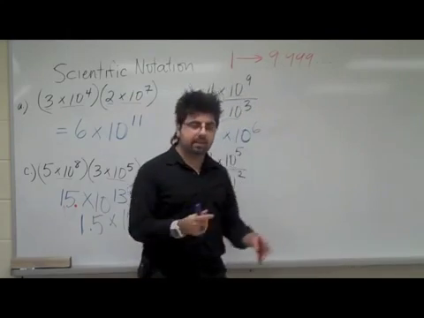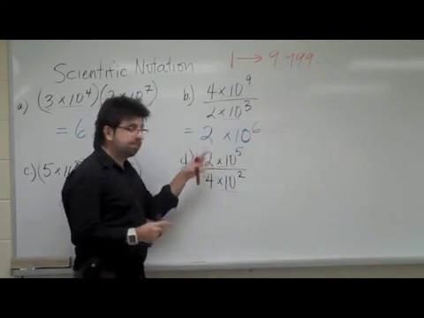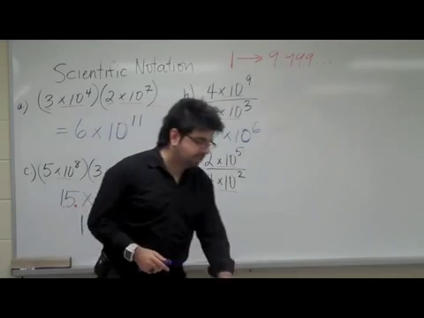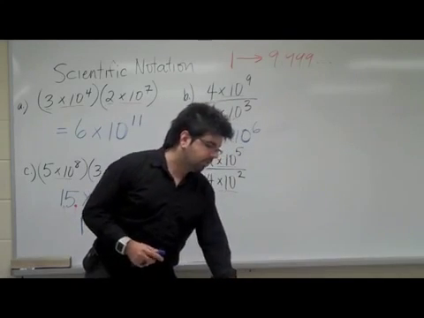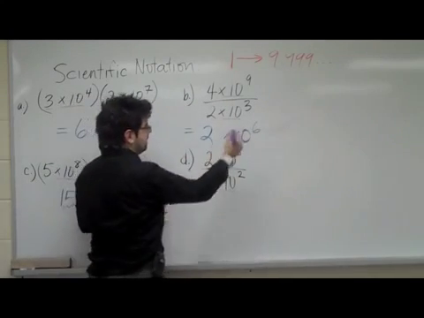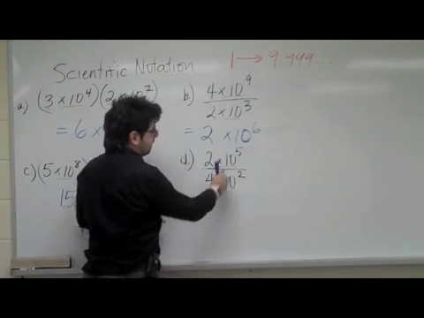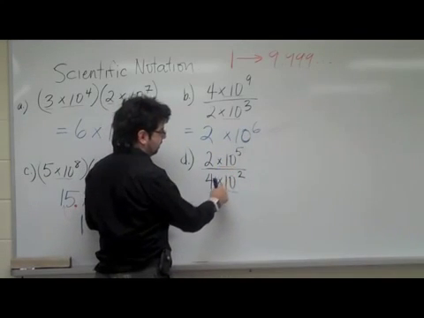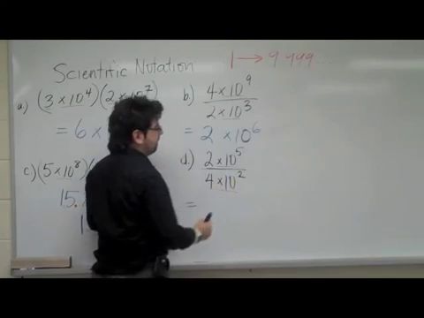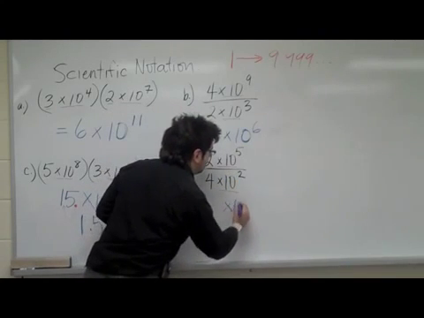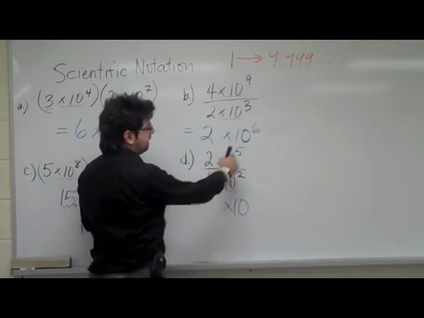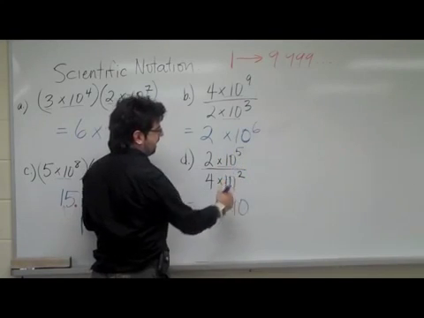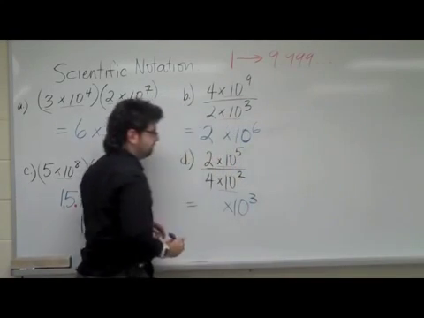Now let's look at the possibility of having to move our decimal in the opposite direction. Let's go about solving this the same way we did all the other ones. We're going to take the times 10 to the power of 5, and we're dividing it by times 10 to the power of 2. So we're going to keep the base, which is times 10. We're going to subtract the exponents, 5 minus 2, which is 3.